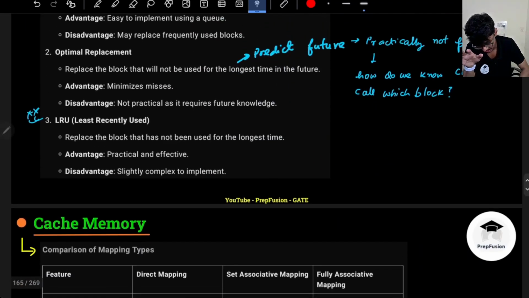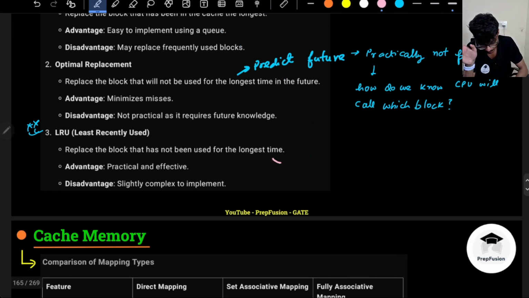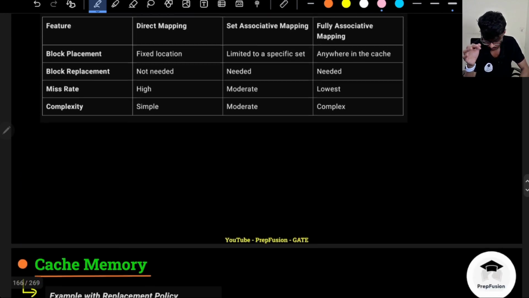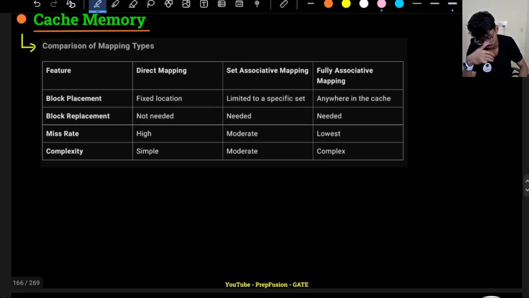Okay, so this actually takes into the effect of the past calls. Okay, so this is what we implement, and I will explain as well. We will come to this LRU slowly.